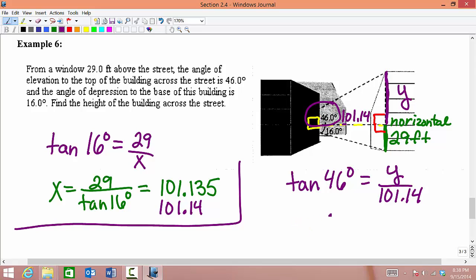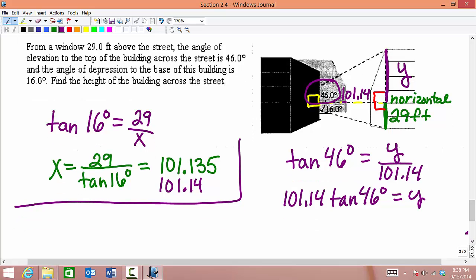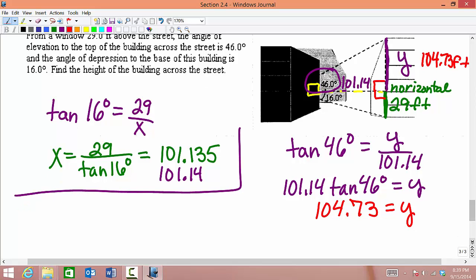101.14. And of course, we are going to multiply both sides by 101.14. And we're going to put this into our calculator and let our calculator tell us what the y value has to be. And I get a y value of 104.73. Go ahead and round to the nearest tenth. So now I know that the top part of our building, from the horizontal all the way to the top, would be 104.73 feet.